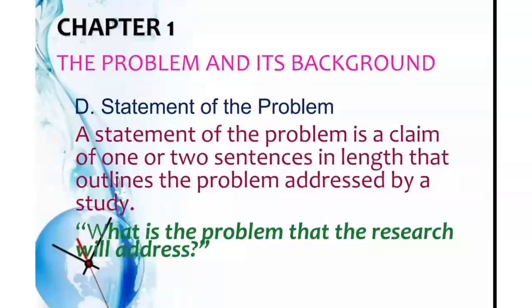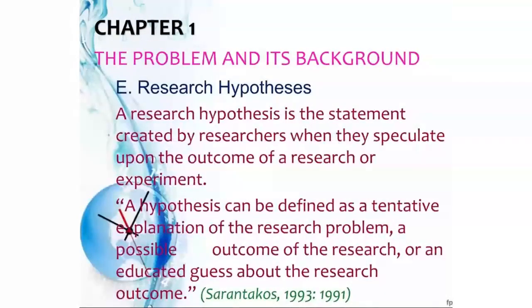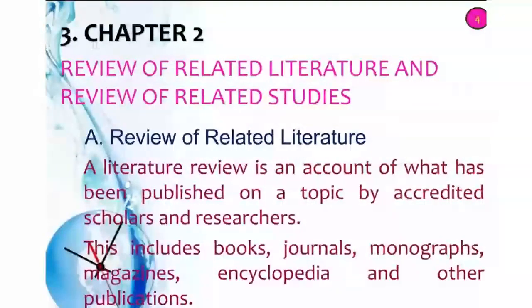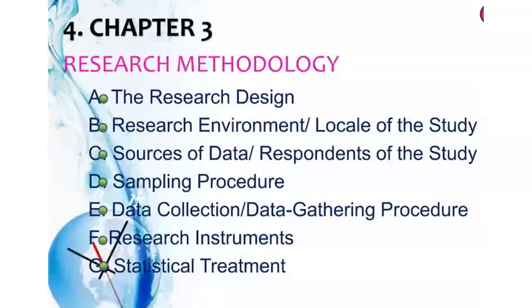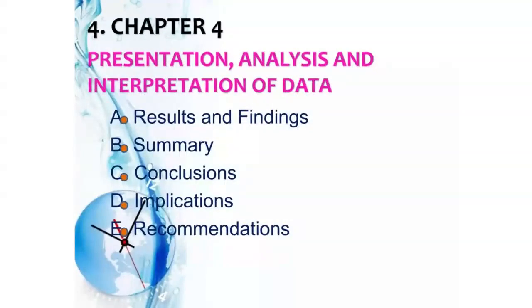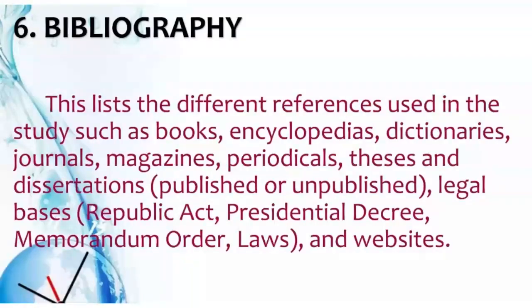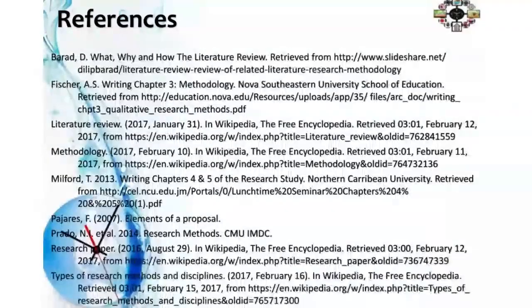I'm going according to the chapters now. This will give you an overview of what we are going to include in each chapter. Chapter 1 will be research problems, background, hypothesis, right? Chapter 2, Chapter 3, research methodology. Chapter 4, presentation, analysis, and interpretation of data. Summary, conclusions, and recommendations, right? Bibliography, right? Appendices, and this is the reference. This is the replica of the reference. So this is how you're going to present all your parts.